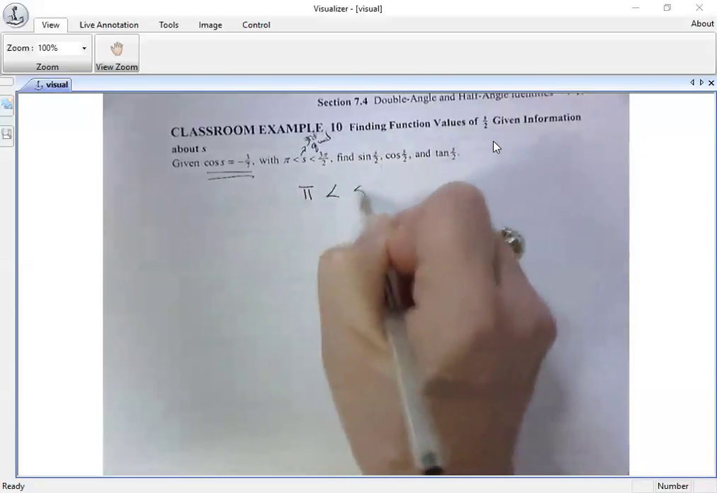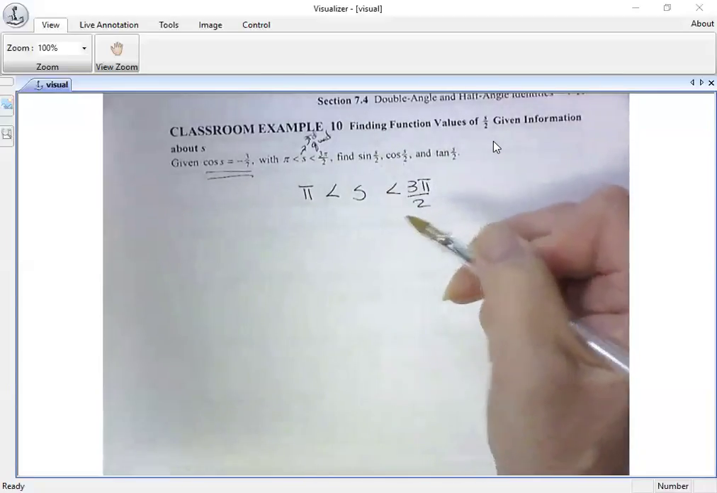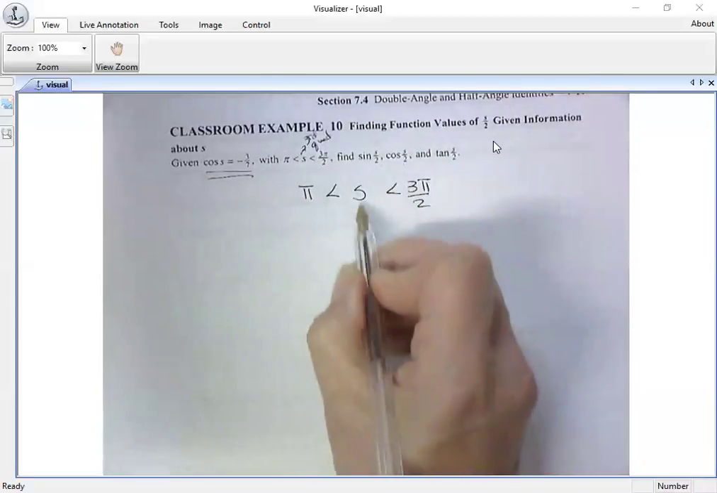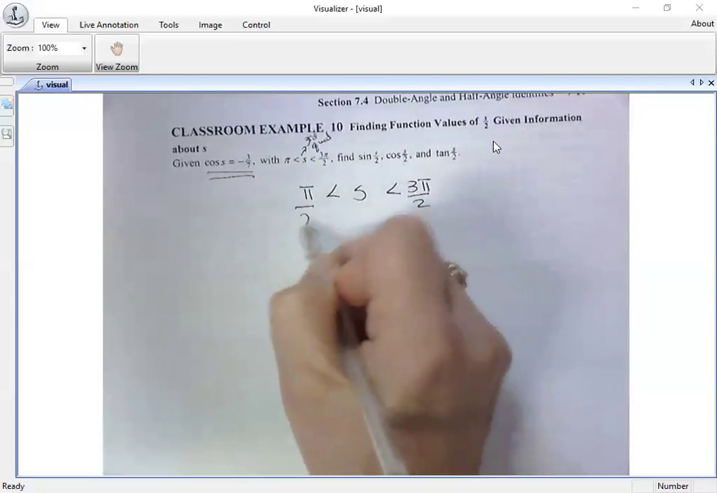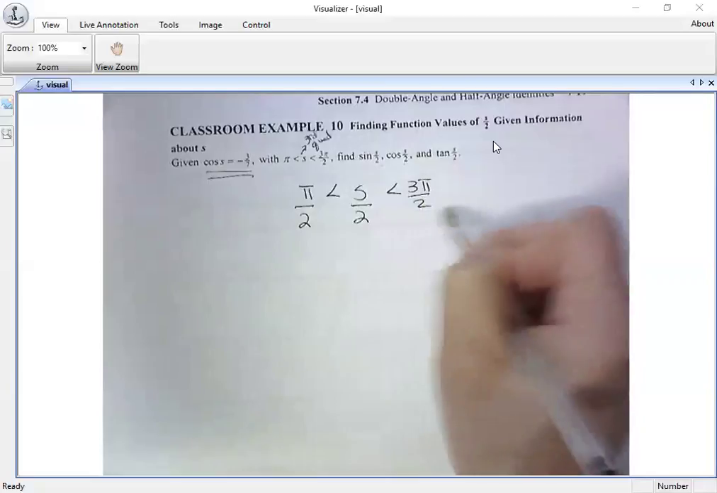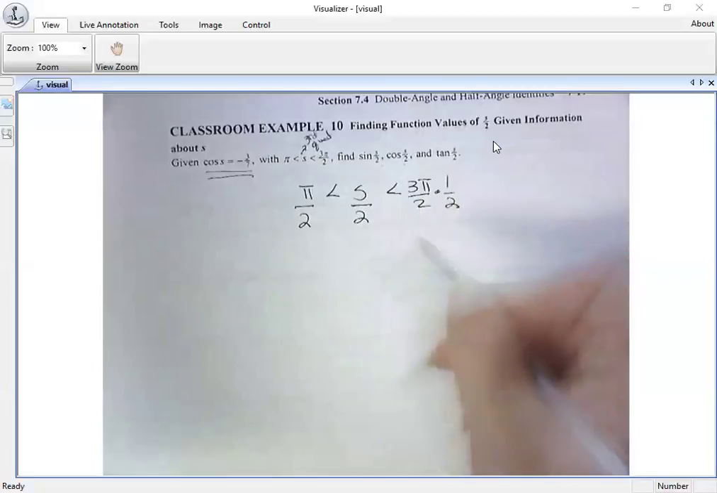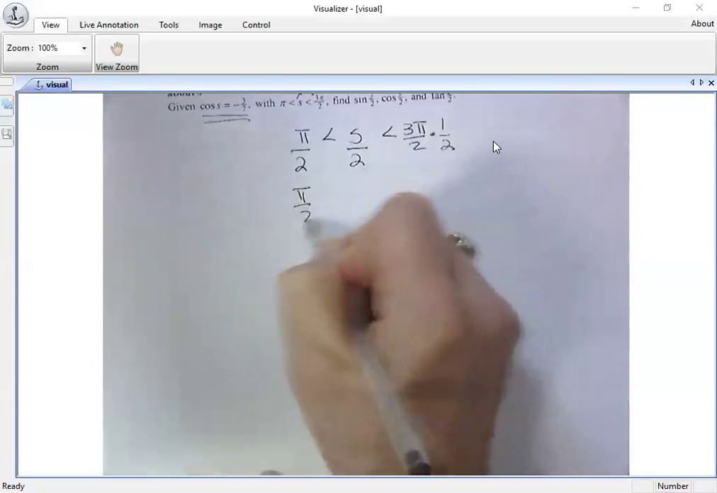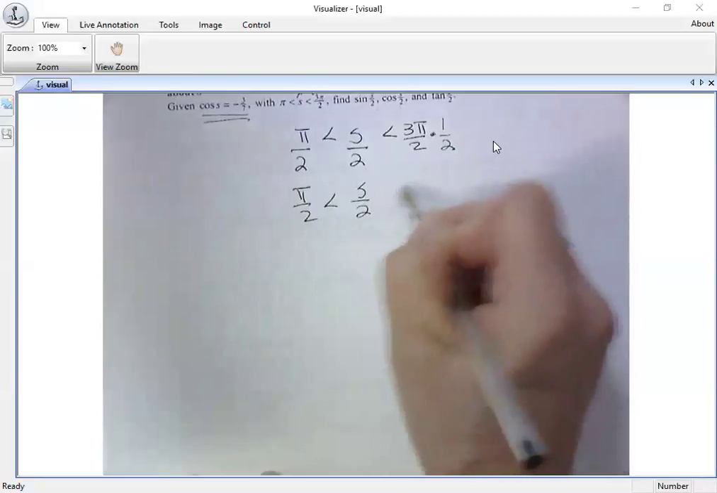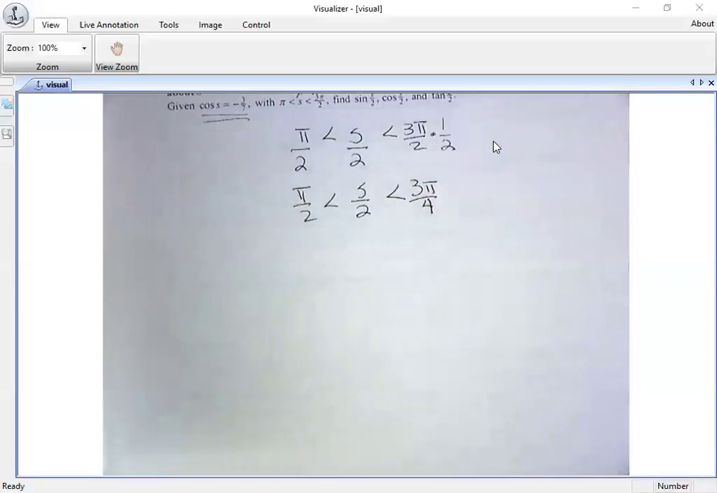I'm going to take this inequality, and could I divide everything by 2, so that this will tell me where S over 2 is located? I can. I'm going to divide that by 2. I'm going to divide that by 2. And you can think of this as divided by 2, but that's the same thing as times 1/2, right? So if I clean this up, I've got S over 2 is between pi over 2 and 3 pi over 4. So what quadrant is that located in?